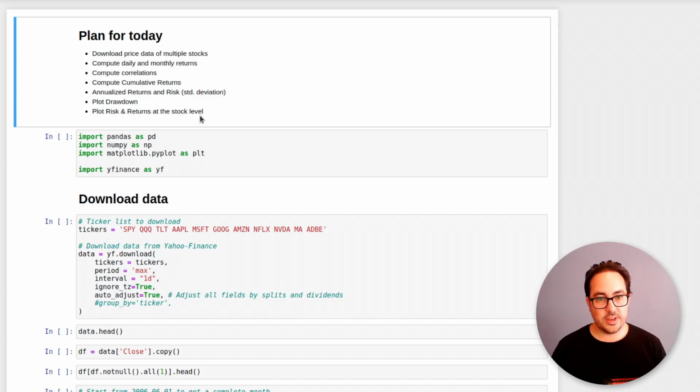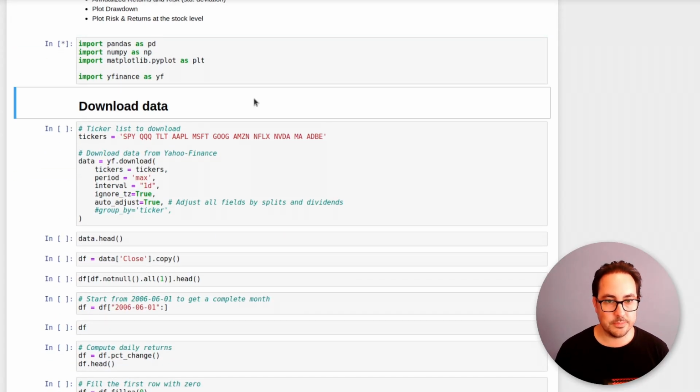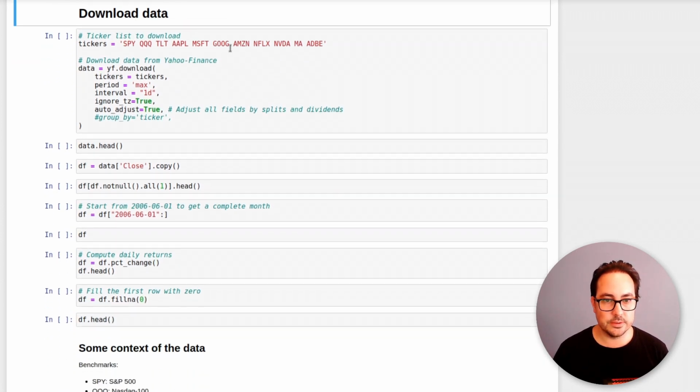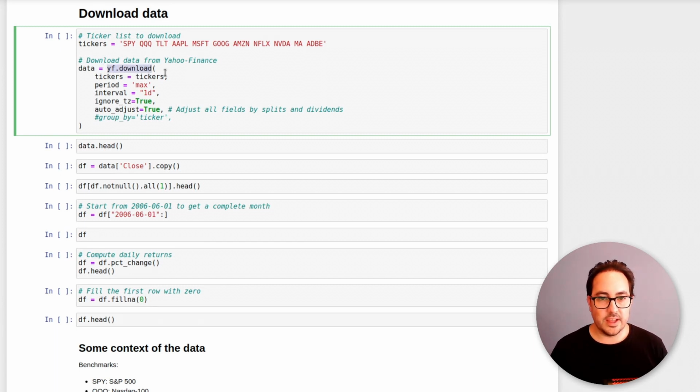Okay, so let's get started. Here I'm just importing some libraries that we'll be using. To download data, I use this function yf.download. Basically, I just pass in a string with the tickers. I just ask for all the data, so the maximum data that is available.